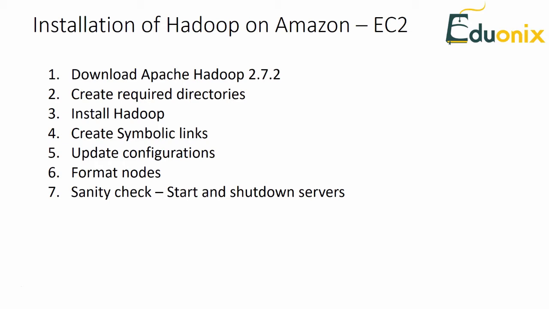We download Apache Hadoop 2.7.2, which is the stable version. We create all the required directories and we finally install Hadoop. Later on, we create a few symbolic links, which is also part of the configuration. We format the nodes and finally look at starting and shutting down the servers.